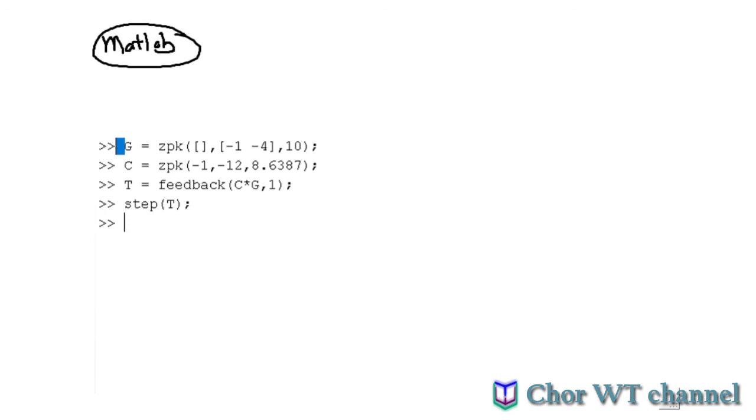In MATLAB, we define the variable G as our plant, with no zeros, two poles at -1 and -4, and a gain of 10. Our controller or compensator C has a zero at -1, a pole at -12, and this is a forward gain. Then we feed back these two to form our T, and finally we type step T to generate the step response. So let's look at the output now.